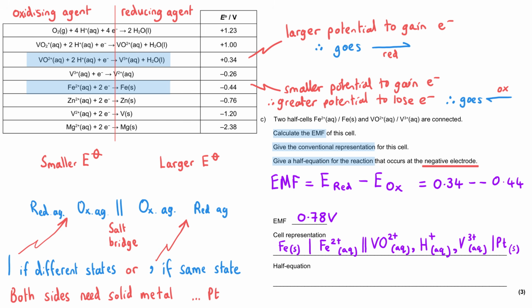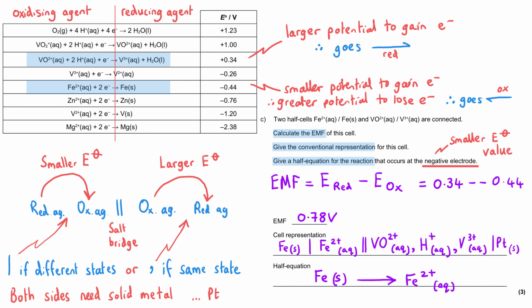And finally, give a half equation for the reaction occurring at the negative electrode. Well, the negative electrode is the one with the smaller electrode potential value, so iron, and we've already established that that half equation is going to go backwards. If we've forgotten this, we can also remember that when we write the conventional cell representation properly, the thing on the left of each half is converted into the thing on the right of each half. So again, we can see that the solid iron is being converted into iron 2+.